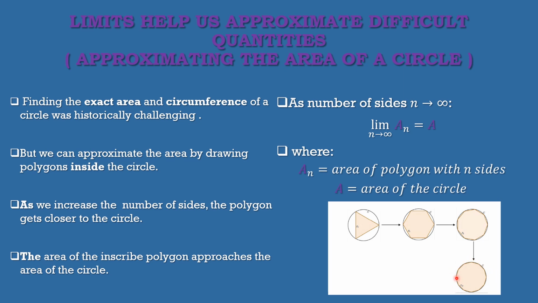So the behavior is such that as the number of sides gets closer and closer to infinity, that is, becomes large, the polygon also gets closer and closer to being the same as the circle, that is, the area becomes the same as the area of the circle.